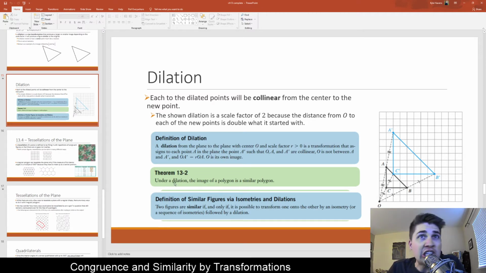And Theorem 13-2 says that under a dilation, the image of a polygon is similar. And remember, that's really the idea of what we're doing, to create the same shape, but larger or smaller. It will always be similar, assuming that the angles have been properly preserved and the sides are proportional.